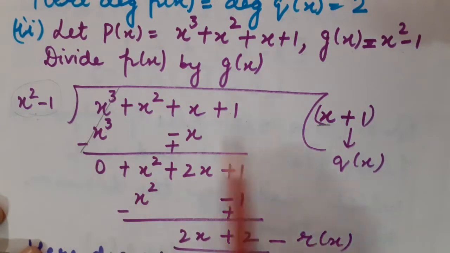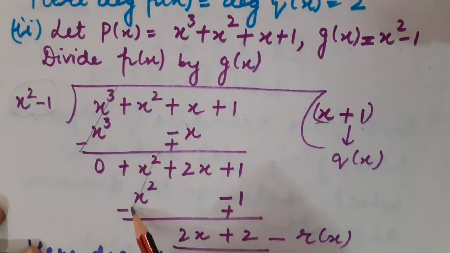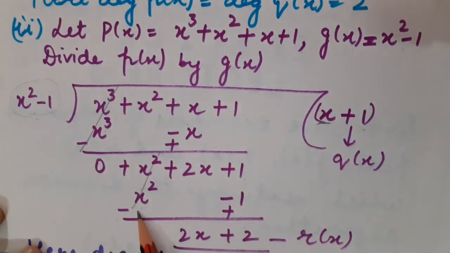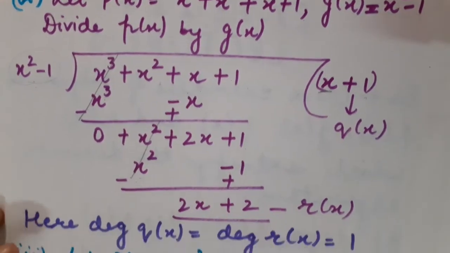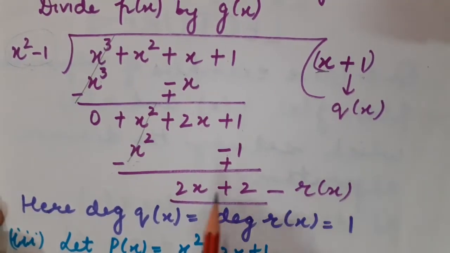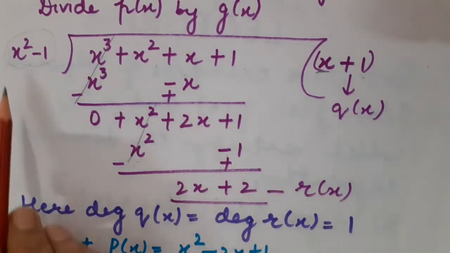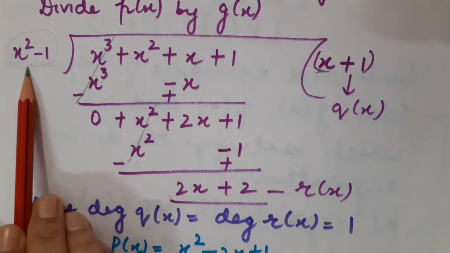Now multiply complete gx by 1. So I have got x square minus 1. Correct? Changing the sign, again x square is going to be cancelled with x square. Here I have got, children, 2x plus 2 which is equivalent to rx. Why the division process is stopped here? Because here you can see that the degree of rx is less than degree of gx.